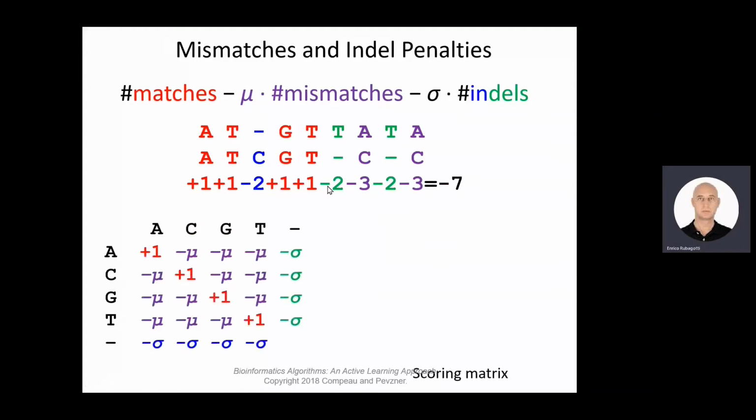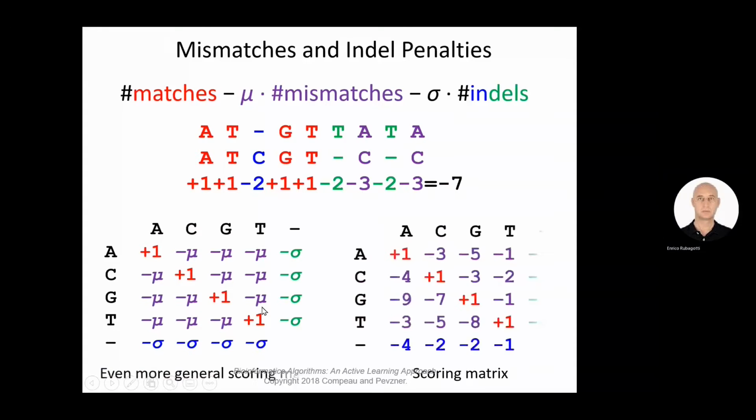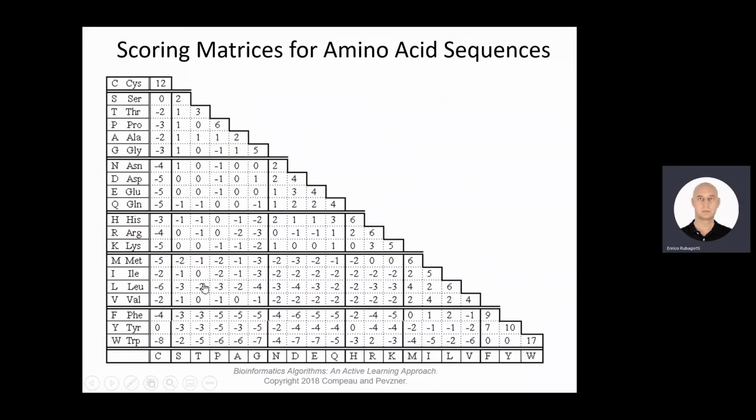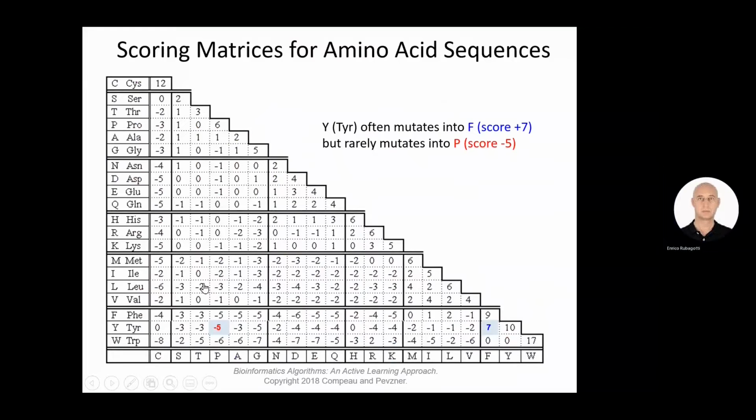So I have the scoring matrix here. This is our scoring matrix. And the more general one is this one, where I have mu and sigma. This is how to score, a scoring matrix for amino acid sequences, for example. And we know that Y mutates into F more frequently than into P.